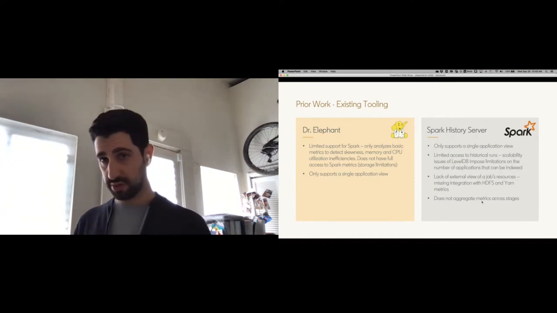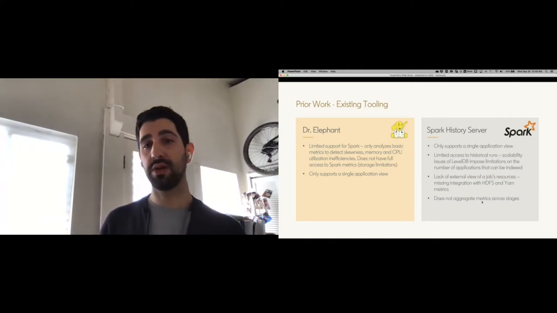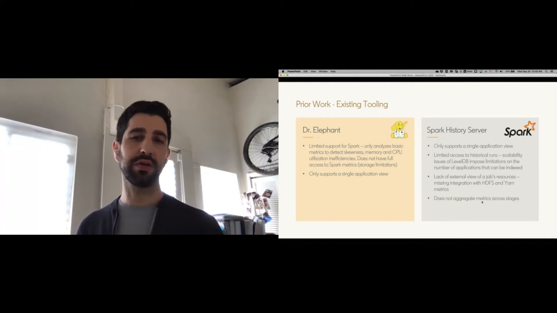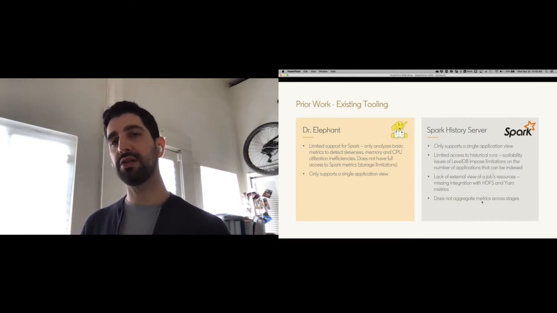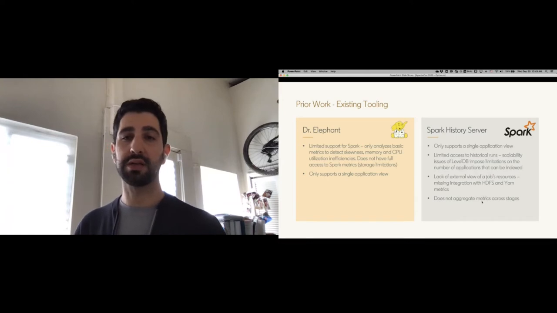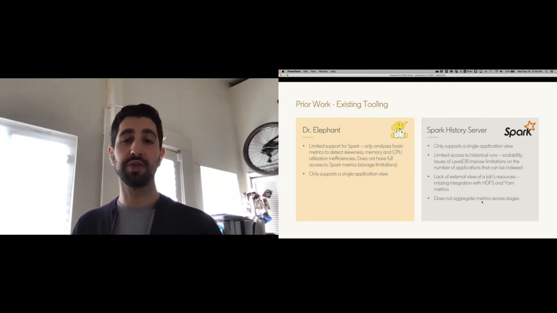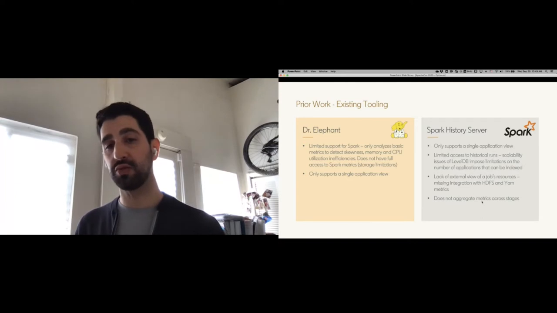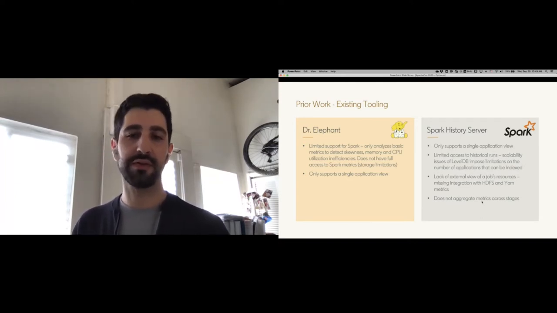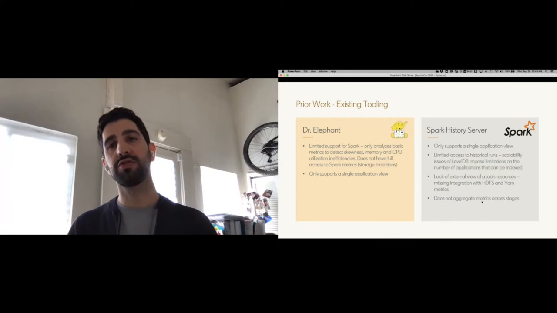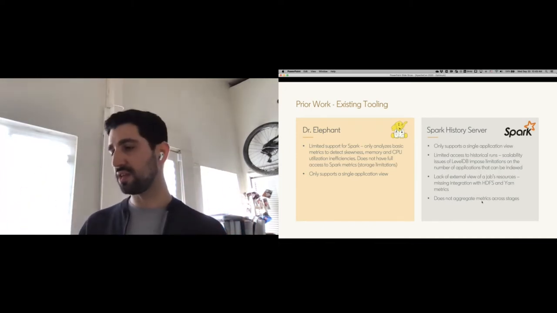Another thing is the Spark history server that we've already mentioned. The most significant caveat as we see for it is that it only supports a single application view. Not only that, it has limited access to historical runs due to some scalability issues in LevelDB. And then there's another entire aspect that is missing. The Spark history server does not have a perspective on the resource consumption from YARN. This is why we're missing some metrics from YARN that we need to include here. So Spark History Server is just not enough. Another thing is that it does not aggregate metrics across stages, and that makes it a little bit difficult to figure out the overall metrics for a particular application.